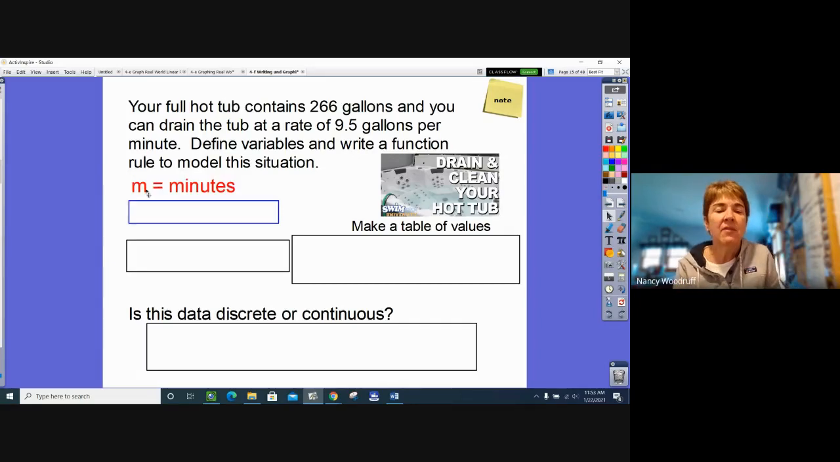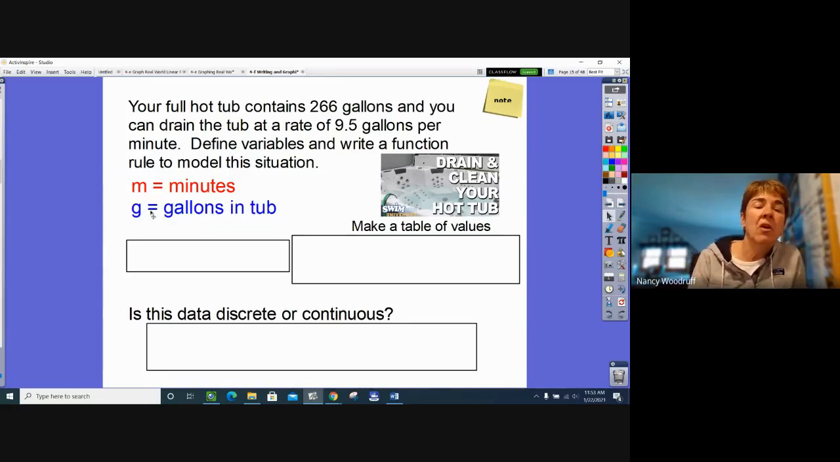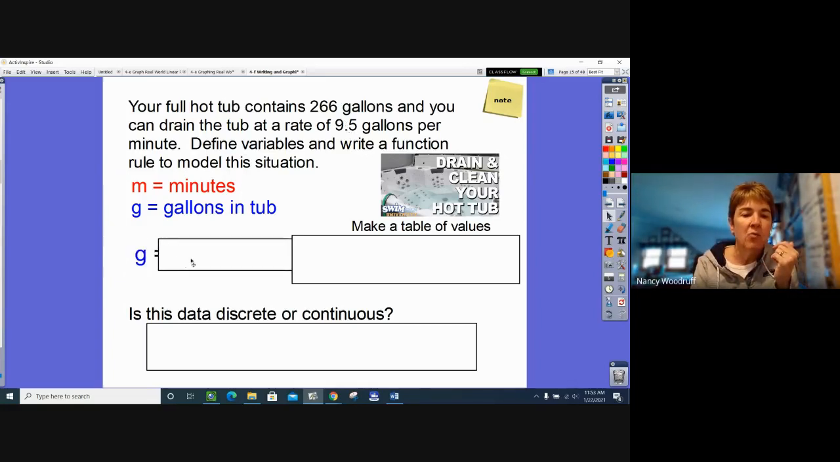And this time, instead of X, I'm going to use M for minutes. But if you want to put a little X out there, that is our independent. So we decide how much time the plug is out of the tub, basically, how many minutes. So therefore, the gallons left in the tub would be our Y, or our dependent variable. We're now going to write an equation that's going to have the G, the M, the 266, and the 9.5. Remember that your dependent variable is waiting for the math to happen. So we put him in, and now we've got to connect to these numbers.